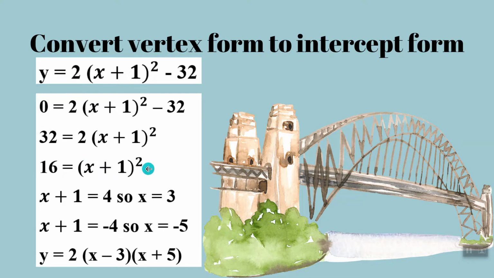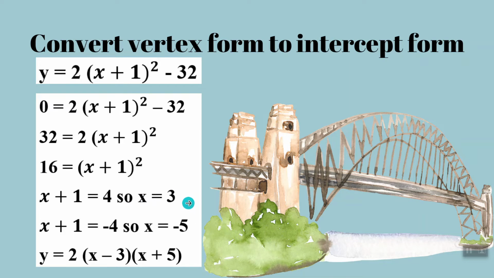So we can identify that 4 squared and minus 4 squared will be equal to 16. It means x plus 1 might be equal to 4 or minus 4. If it is equal to 4, x will be equal to 3, and if it is equal to minus 4, x will be minus 5. It means they represent our intercepts, 3 and minus 5.